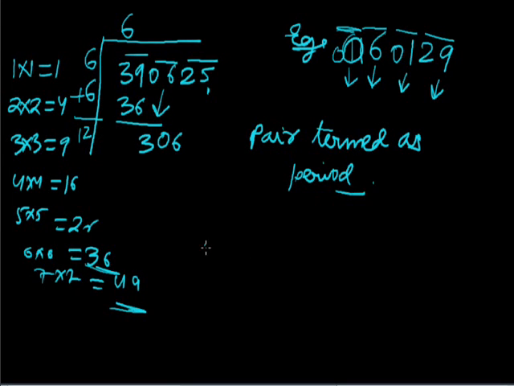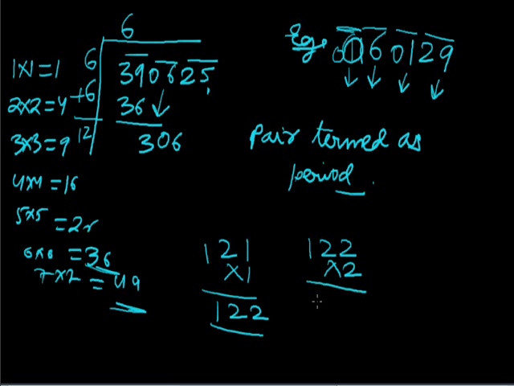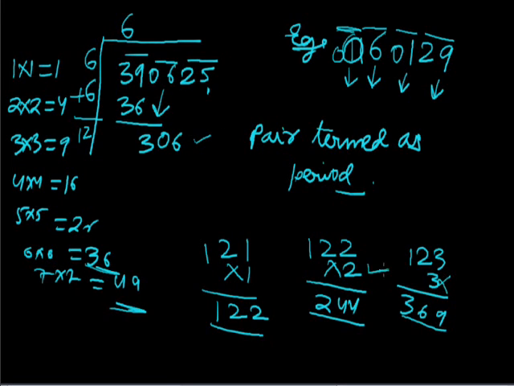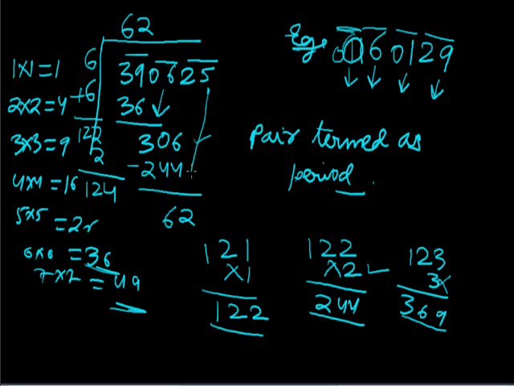Now once again start with 121 into 1 gives you 122. 122 into 2 gives you 244. 123 into 3 gives you 369. We require only 306, so cancel this and take the term as 2. Write 2 three times, 1, 2, 3. Add this term, we get 124, and put 244 over here. Subtract this. 6 minus 4 gives you 2. 10 minus 4 gives you 6. Take the whole pair downwards.